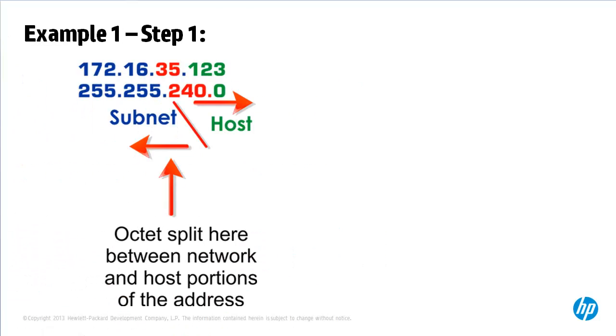So here's our address, 172.16.35.123. The subnet mask is 255.255.240.0. So this is network, this is network. Notice 255.255. But here there's a change because it's not 255. So the octet is split between subnet and host in the third octet. The last octet is host portion. So the third octet has both network and host. So what is the mask in that octet? 240. So we're going to remember 240.